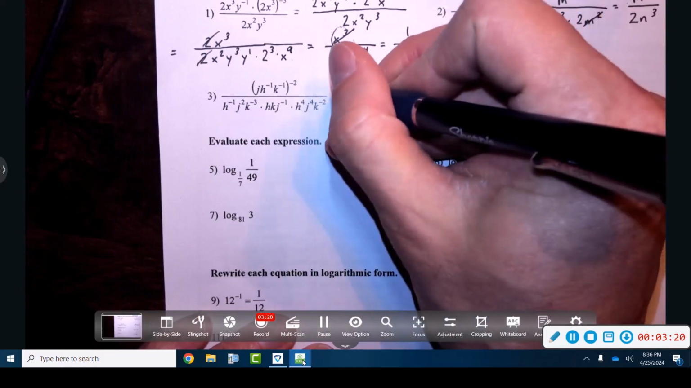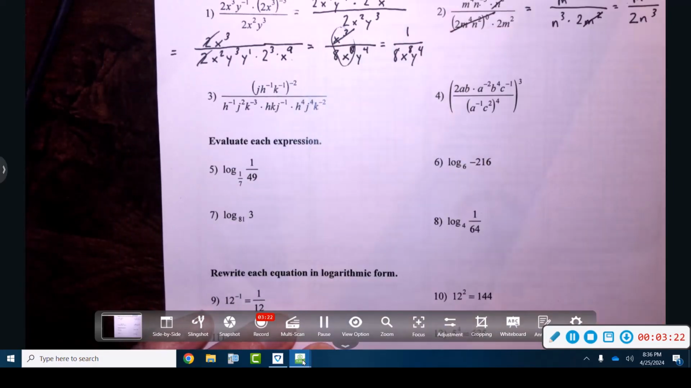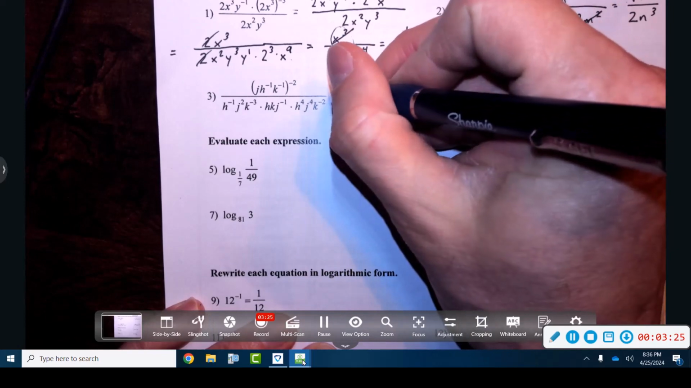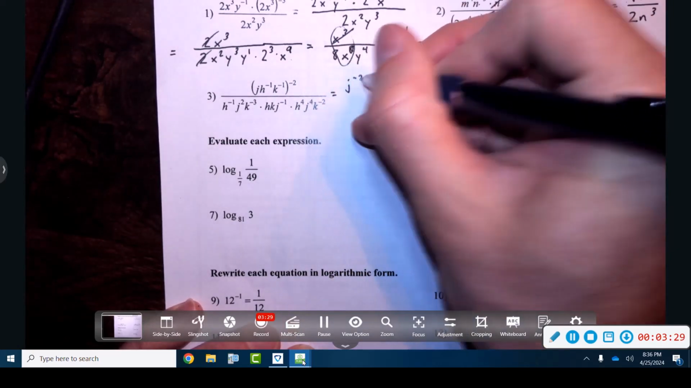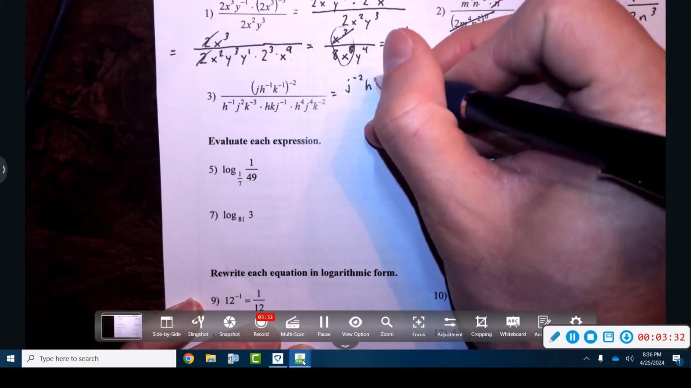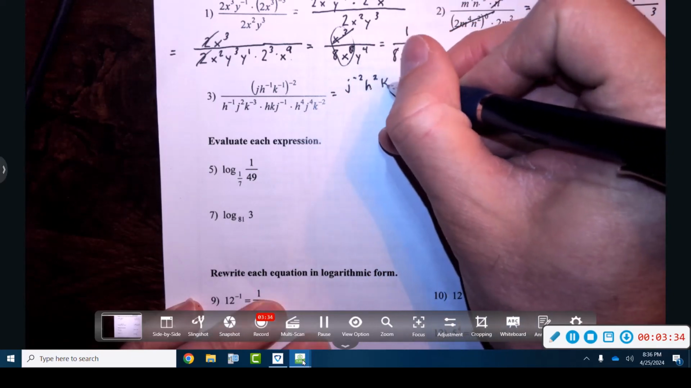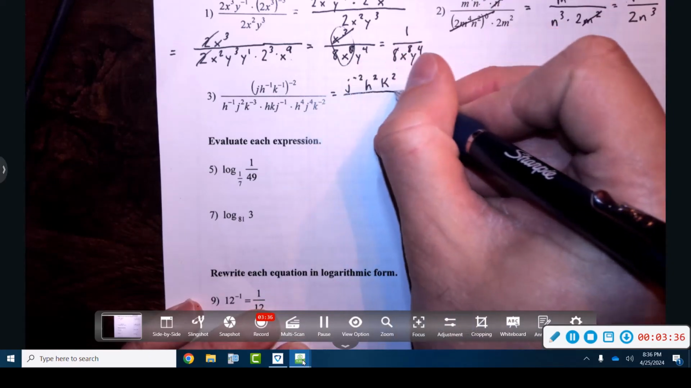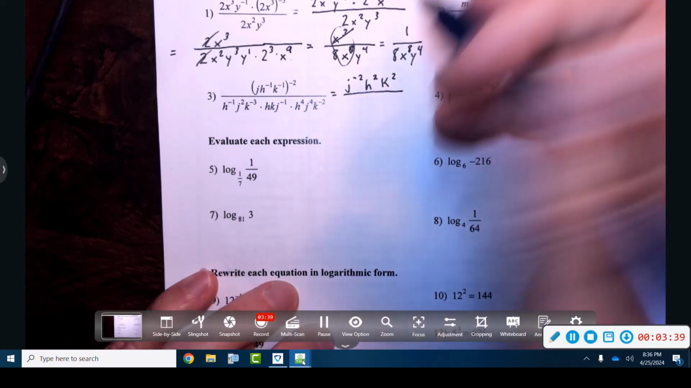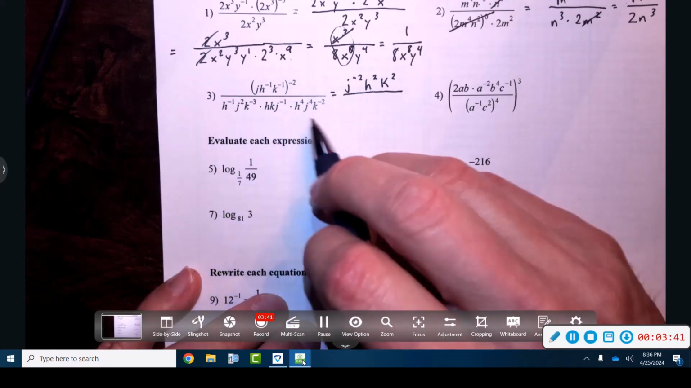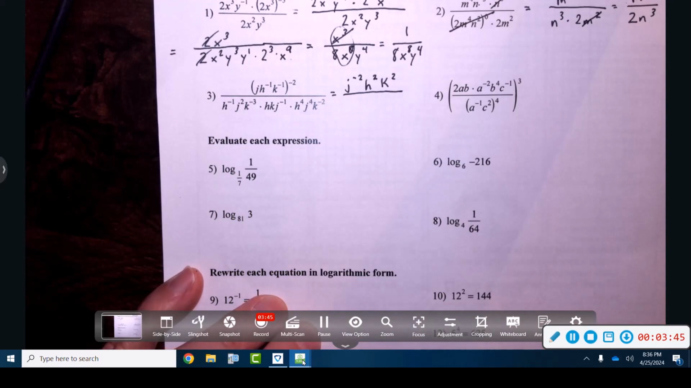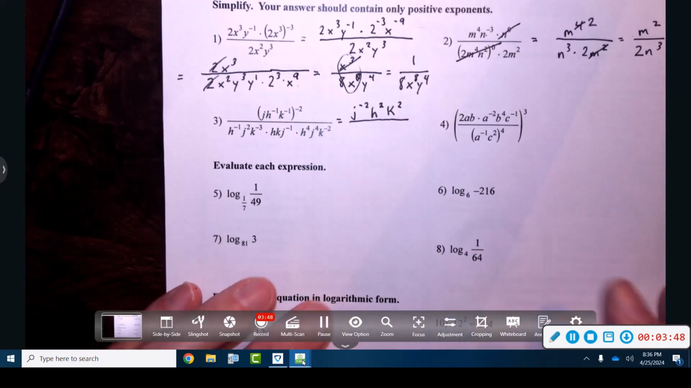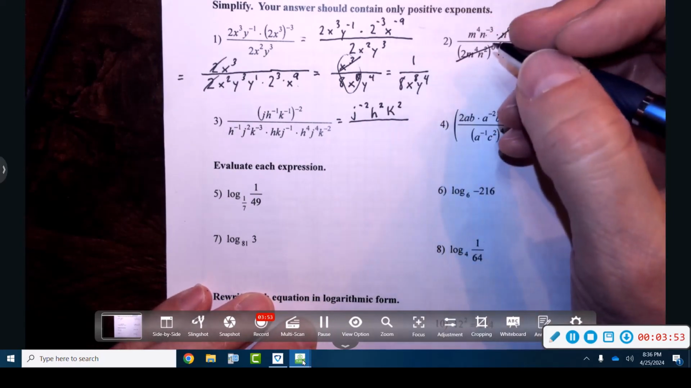This one right here, we're going to go ahead and distribute. I'm not going to have a lot of room here for sure, so I'm going to be real careful. J is going to go to the negative 2nd. H will become a positive 2. K will become a positive 2. Then I'm going to add all of the H's together, add all of the J's, and add all of the K's together. When I say add, I'm adding their exponents. Really, I'm multiplying them, but because they have a similar base, I can add the exponents.